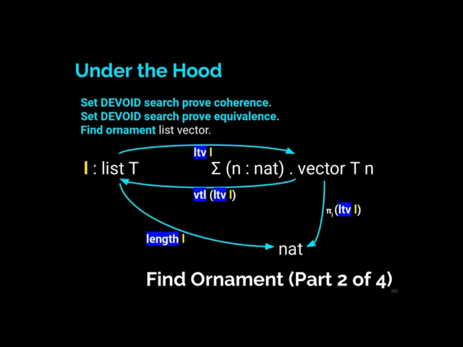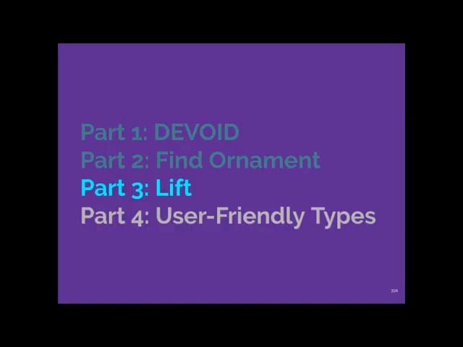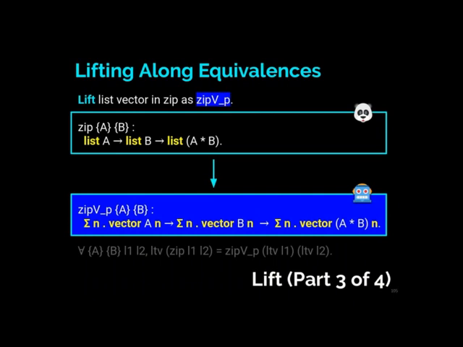There's a little bit of detail about how these work in the paper. You could also look at the code for this. It's only a few hundred lines of OCaml, so it's very simple. And it gives us a lot of power to hook this into other tools. So that's find ornament. Then once you've called find ornament, lift is what gets you along the equivalence that find ornament has discovered. In this example, getting us from zip to zip VP.